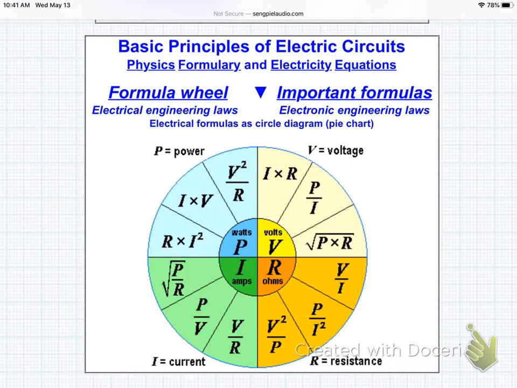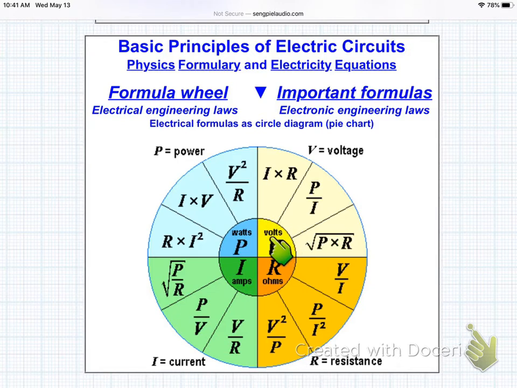I ran across this neat chart. It's called the electrical circle formula, or the formula circle for electricity. And it's pretty cool in that if you want to find power, you look in this quadrant. If you want to find volts, you look here. If you want resistance, you look here. And if you want to find current, you would look here. And so there's three different formulas for each of those.